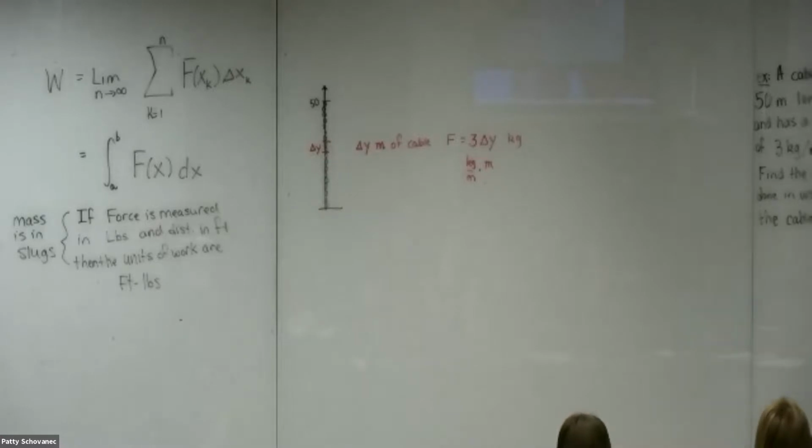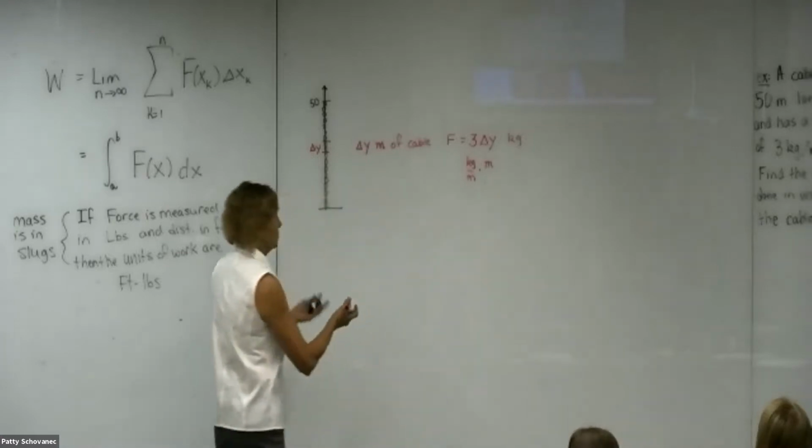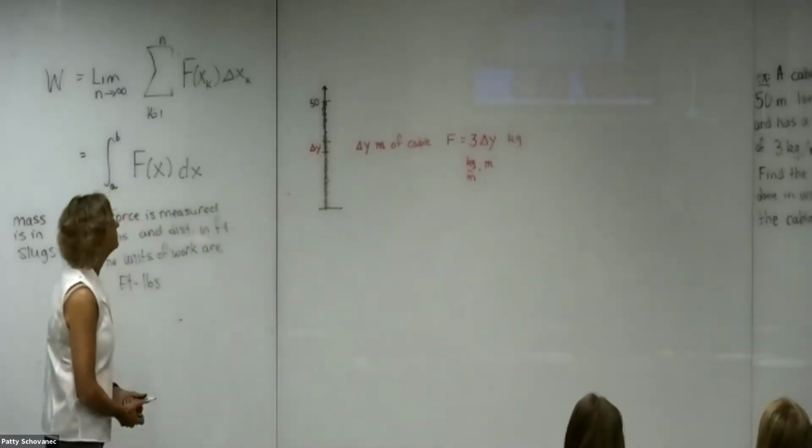I'm not going to put the 9.8 in here. It's 3 kilograms times the delta y meters, so it's going to end up being kilogram meters. So I'm going to do my force in kilograms. Well, newtons. Just make it 30 delta y.